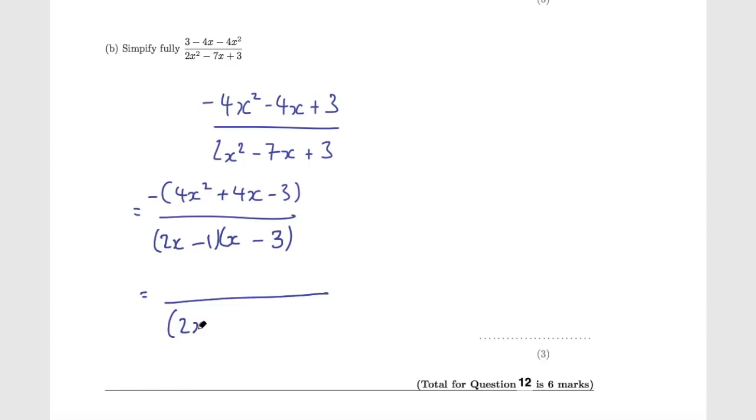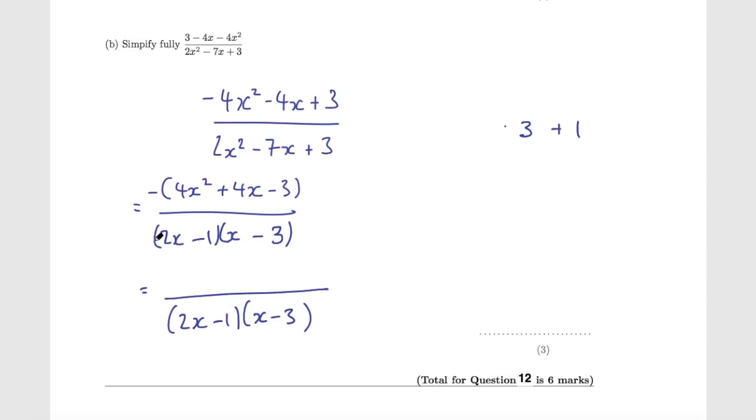So let's just leave it as it is on the bottom for now. And then on the top line, I've got 4x squared plus 4x minus 3. Again, the only factors of 3 are 3 and 1. And I need to make +4. Well, I could do 3 plus 1, that would make 4. However, we have this coefficient of x squared.